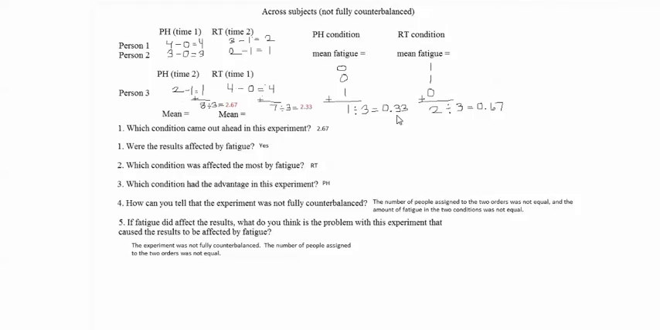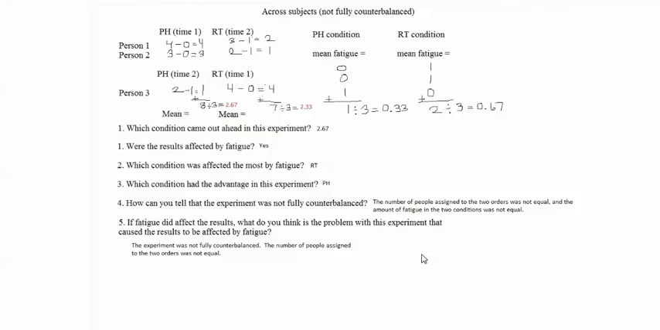You can also tell that it wasn't fully counterbalanced because the amount of fatigue wasn't equal in the 2 conditions. These 2 numbers weren't the same. If it was fully counterbalanced, it should have made it so that the fatigue was equal across the 2 conditions, because the purpose of counterbalancing is to make the fatigue equal across the 2 conditions.